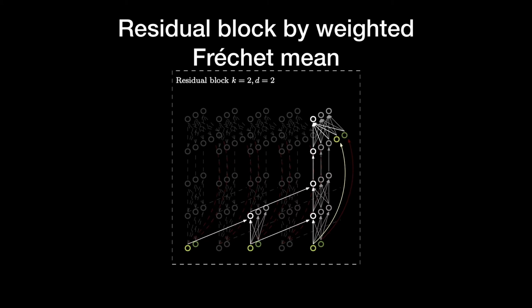Notice that, with W being the two extremes 0 or 1, the output is Y or X, and with a fractional W, it will output a combination of X and Y. Thus, this block has the flexibility to use or ignore the residual block.